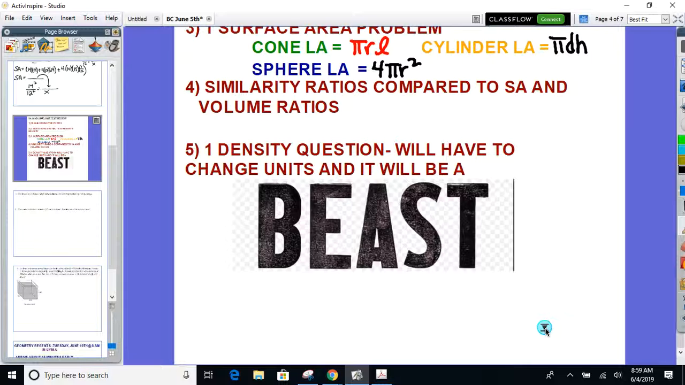I should take video of me correcting these tests, and then you can see when I flip out when somebody gets a volume formula wrong. Just papers everywhere. Anything you want to ask before?